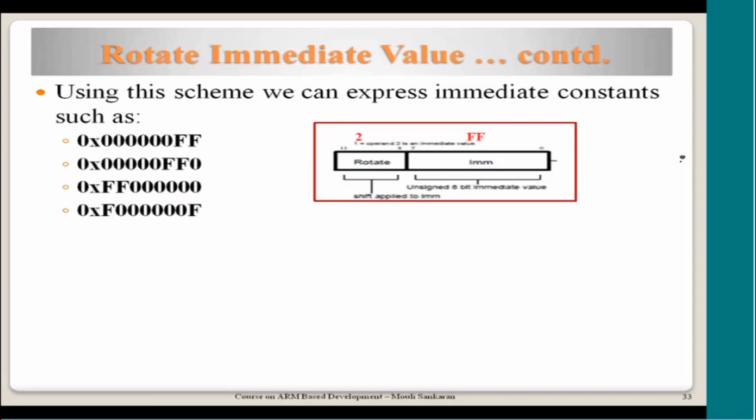Can I do this? Of course you can do, but what you do, you only rotate it by 4 times. So FF will be rotated by 4 times. So this one will be here and another 4 F will come back into the MS nibble. So you will get this pattern. So you can see that some patterns are possible. Instead of FF you can put any value, but you can do only some patterns.